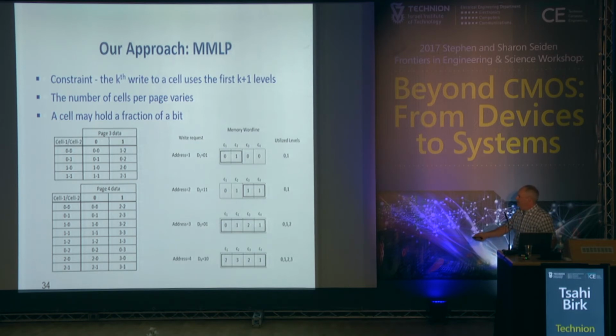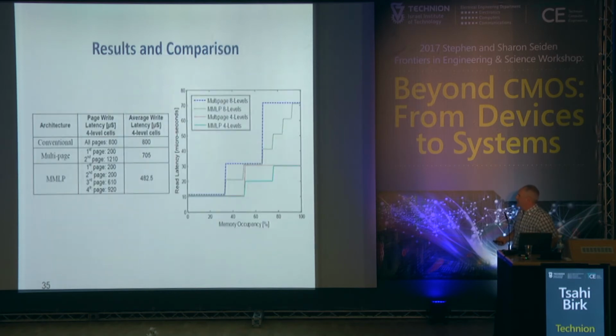And similarly, for the fourth page, we now depend on the levels, again, of the 2 cells, same idea. So looking on the left at write time numbers, this factors in all kinds of statistical things, but let's say for a given set of numbers that a conventional approach would take 800 microseconds, with multi-page 700 roughly, we bring it down to less than 500.